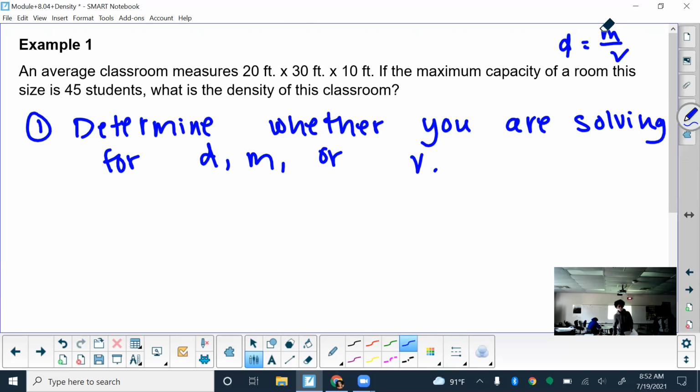So what am I solving for? What does it say to solve for? Good. So what is the density of the classroom? That means I should have stuff for the mass and the volume. All right. I feel like math still might be hard for you guys to understand. Let's do volume because we've done that for the past couple of days. So how can I find the volume of the classroom?